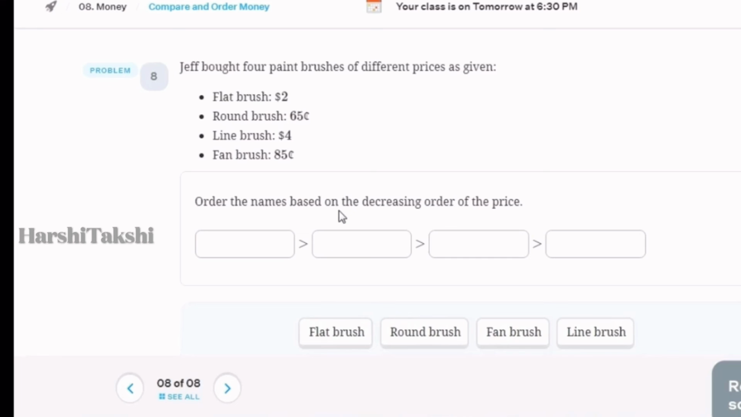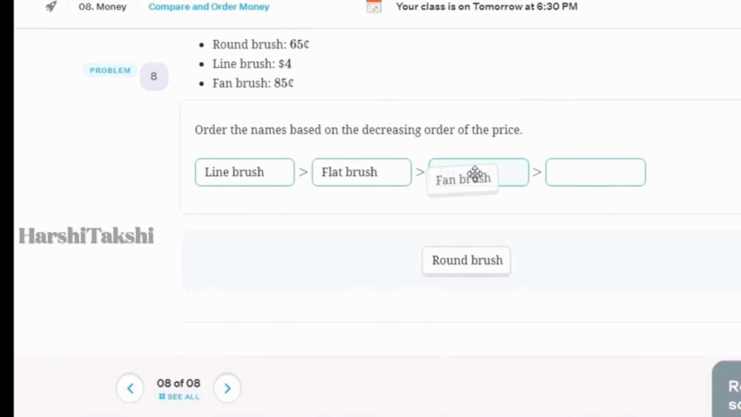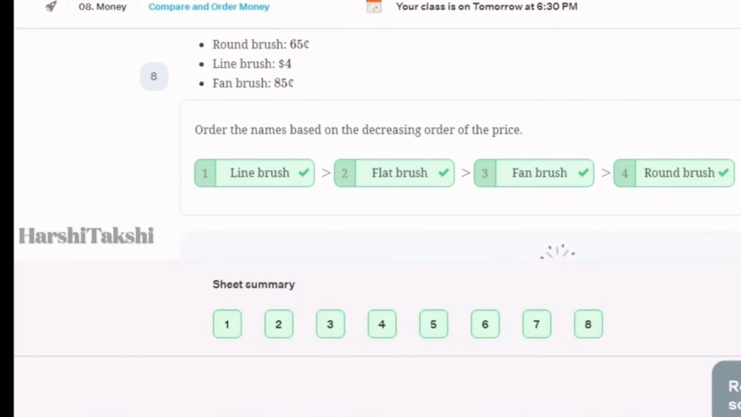So, biggest to smallest. There's the smallest of the three. Flat $2, $4, okay, $4 for the line brush. Then flat. Then fan brush. Then round.